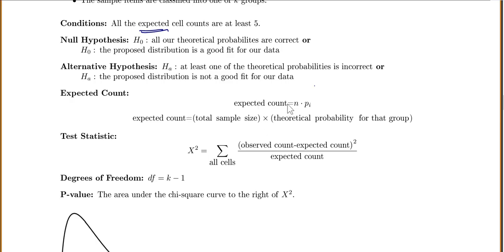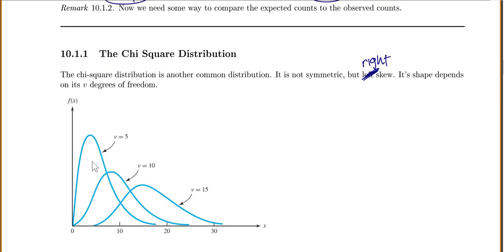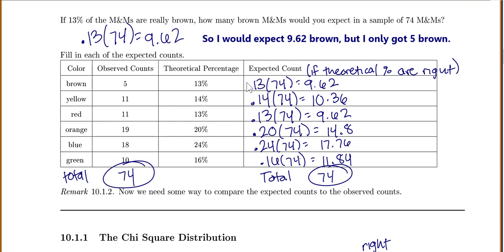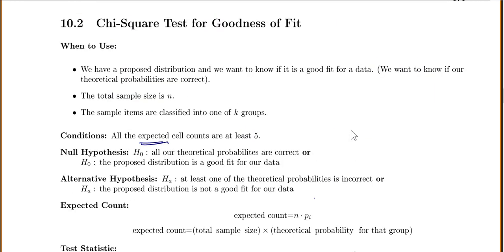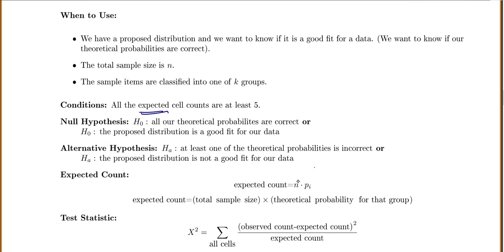The expected count, we didn't actually write the formula up above, but what were we doing here? We were taking the percentage times our sample size. That was how we got our expected counts. So n is our sample size times our probability for that group. Oh, never mind, I wrote it here. So total sample size times theoretical probability for that group.